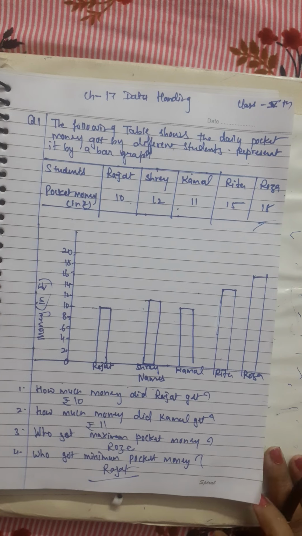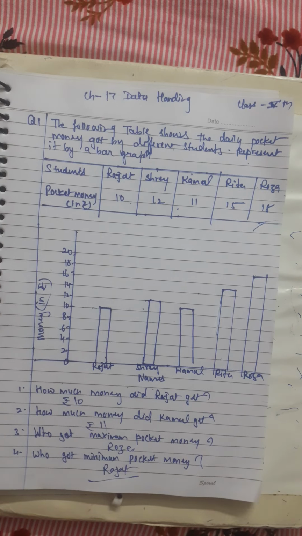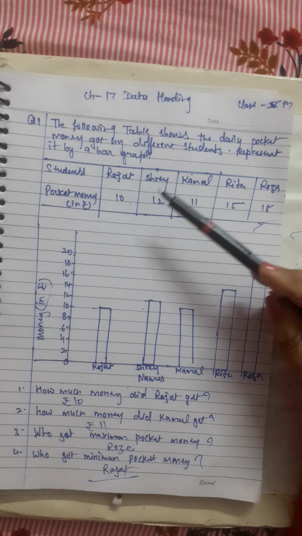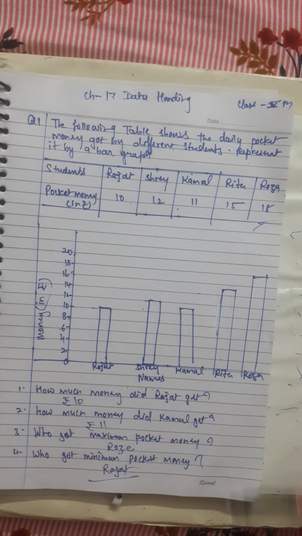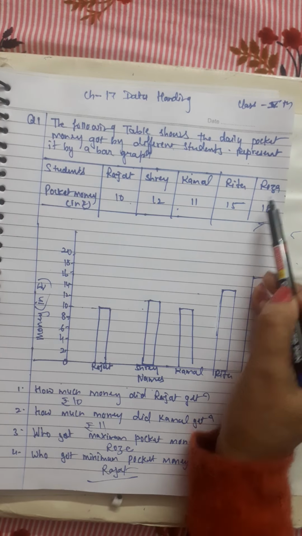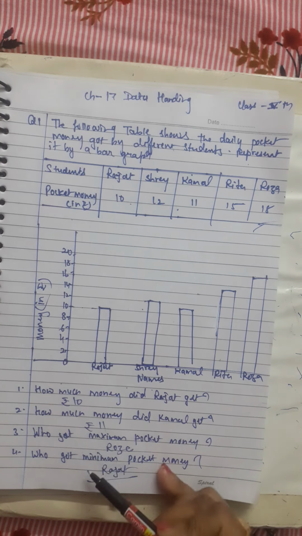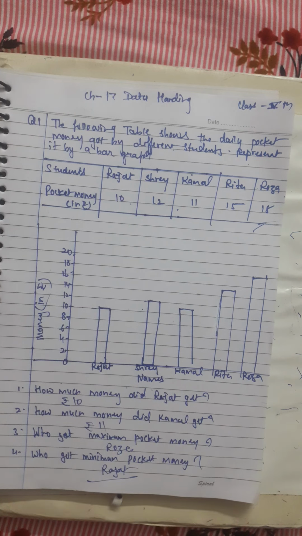I am repeating all the questions one more time from the beginning. This is the data. According to the given data, the table is showing the daily pocket money students got, and we have to represent the given information in a bar graph. These are the names of the students and this is the money they got from their parents as pocket money. On the vertical line we will represent money in rupees, and on the horizontal line we will write the names of the students.